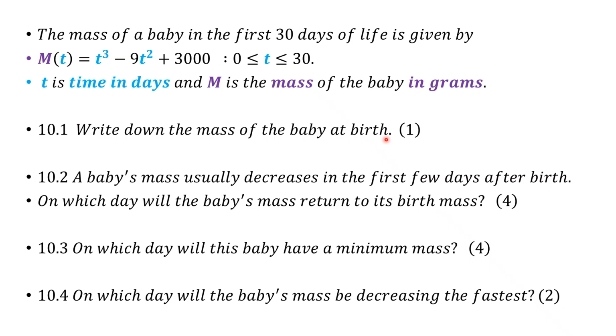Write down the mass of the baby at birth. A baby's mass usually decreases in the first few days after birth. On which day will the baby's mass return to its birth mass? So whatever we found in 10.1. On which day will this baby have a minimum mass? 4 marks. On which day will the baby's mass be decreasing the fastest? 2 marks. So you can pause it here and try to solve it before we go solving the problem.